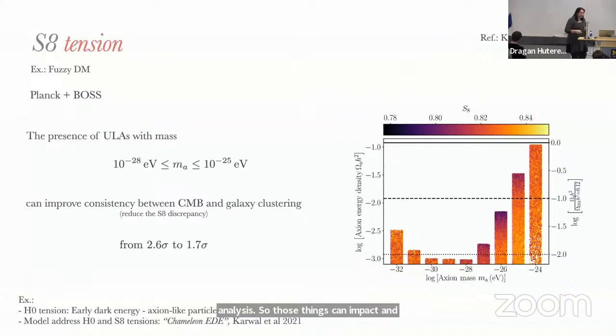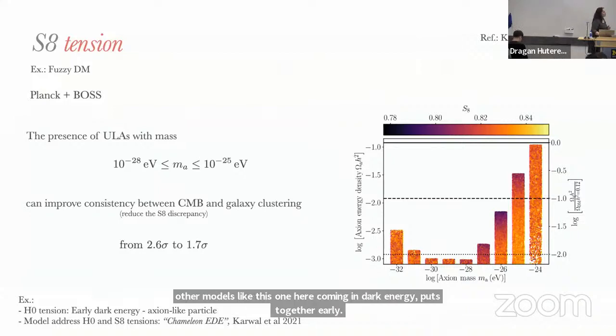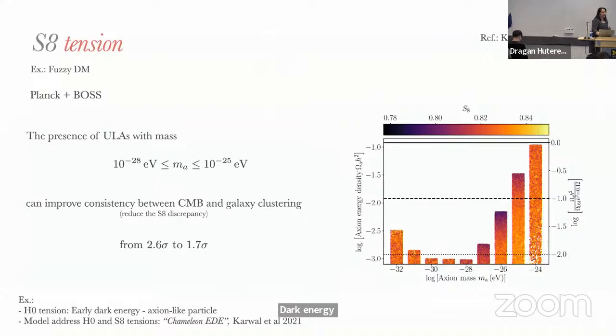And not to overextend, but axions and axion-like particles are very important. For example, if you have the Hubble tension, there's this solution that everybody knows, that is the early dark energy. And early dark energy is just an axion-like particle that is ultralight. And other models like this one here, chameleon dark energy, put together early dark energy and axion-like particles. I thought I had, okay, I'm late, right?